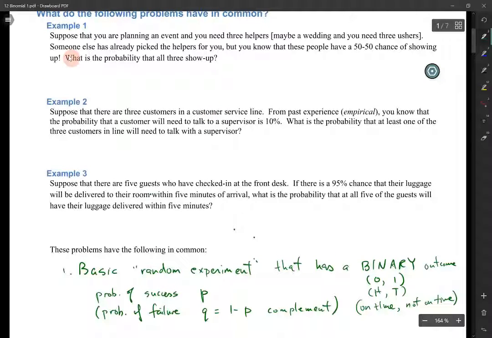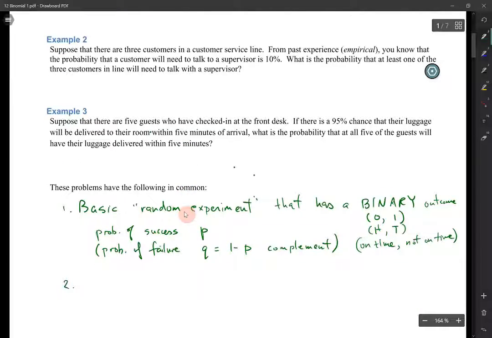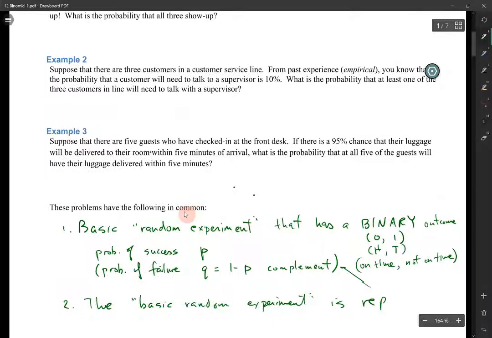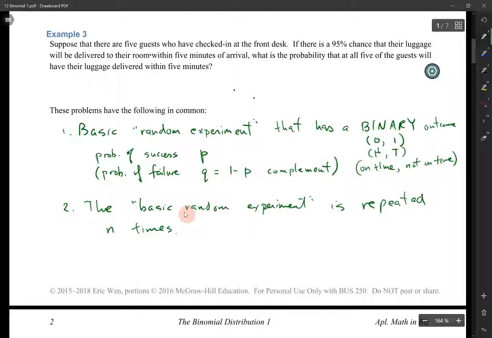And then here, we observe the probability that all 3 show up. What's the probability they all show up, right? So the basic random experiment is repeated N times. Okay, so it kind of goes over and over again.